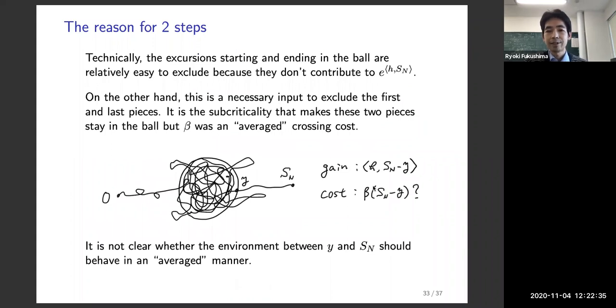You may wonder why there are 2 steps, why these 2 steps are different. And this I'm going to explain on this page. The reason is very simple. Technically, the excursion starting and ending in the ball is much easier to exclude. Because even if we fold these excursions going away and coming back to the ball, it doesn't affect this exponential factor, e to the hS_n.